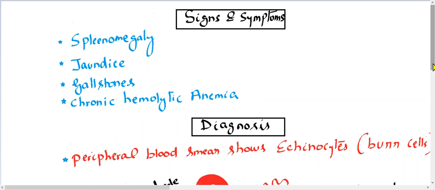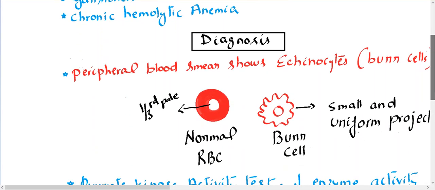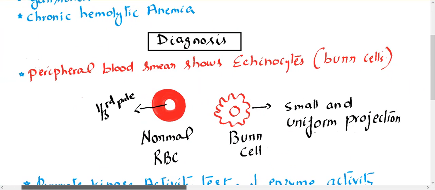Okay, the next important thing is diagnosis. How do you diagnose pyruvate kinase deficiency? Now, I have just explained a normal RBC, which you can compare with the echinocytes, or the burr cells, which you see in pyruvate kinase deficiency. Now, as you can see, this is the normal RBC. A normal RBC has a central 1/3 pale, and all of the rest of it is hemoglobinized.